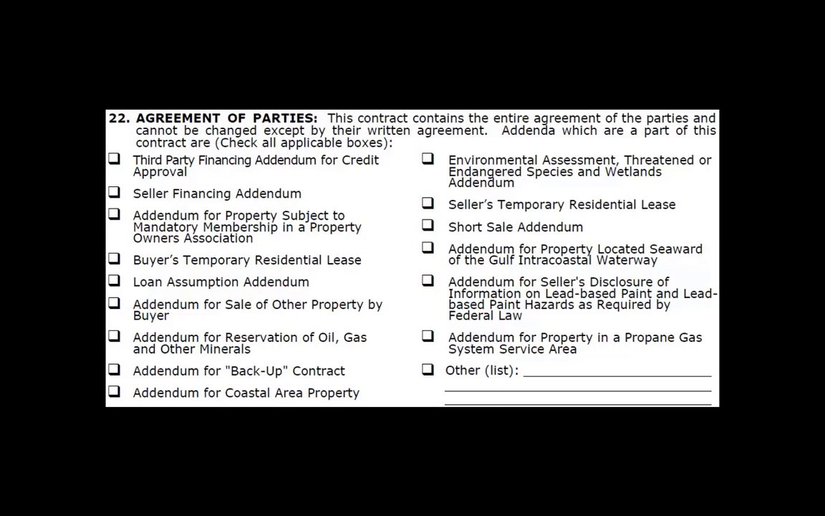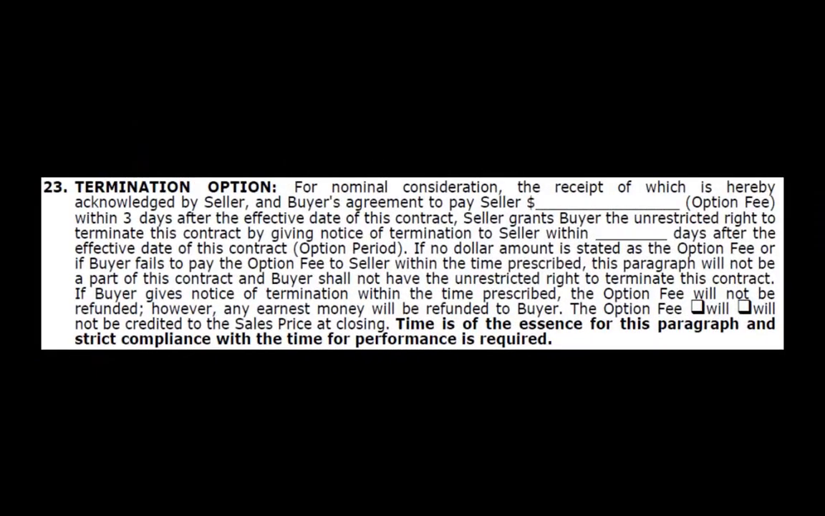So anyway, that's it. All right, the termination option paragraph. This paragraph allows the buyer to be able to get out of the contract within a certain amount of time for a small amount of money. There are a lot of little ins and outs buried in this paragraph, so I'm just going to tiptoe through it and go through it one step at a time.